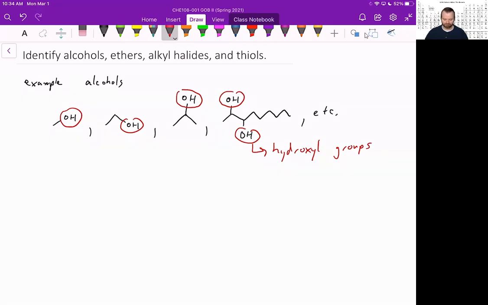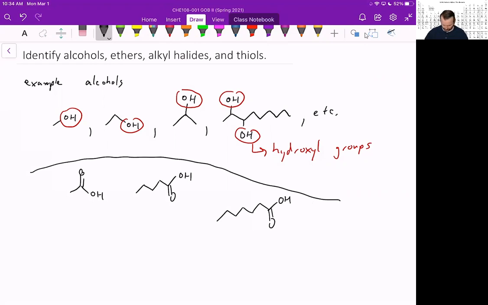Now, this is not to be confused with compounds like so. These are not alcohols. They are carboxylic acids.